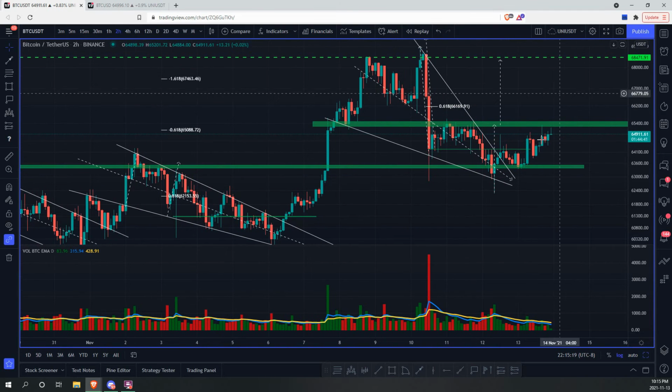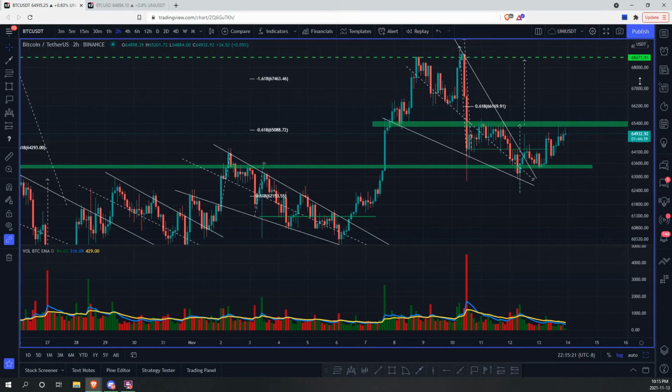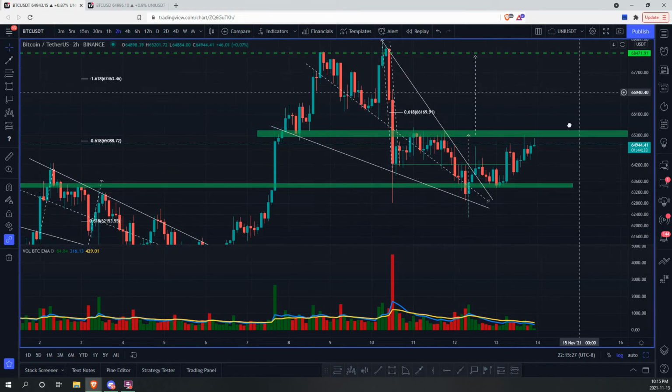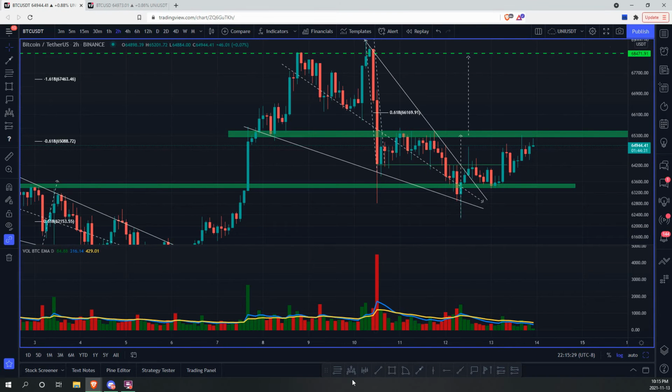So it does look like we are forming a smaller head and shoulders formation. Hopefully you do recall the larger formation that we were looking at on the 4 hour, and we are zooming in, and let's just quickly draw this in. We see a nice left shoulder, and then the neckline, the breakout point is going to be at that 65K zone. We see the head, which is lower than the left shoulder, lower than the right shoulder. That's going to be right here.